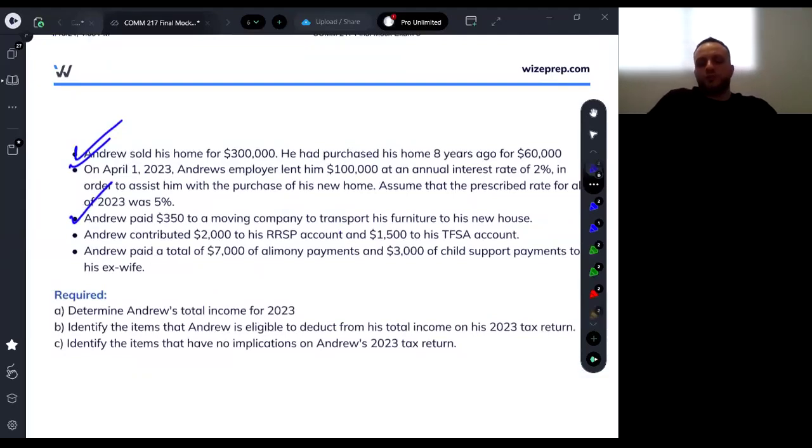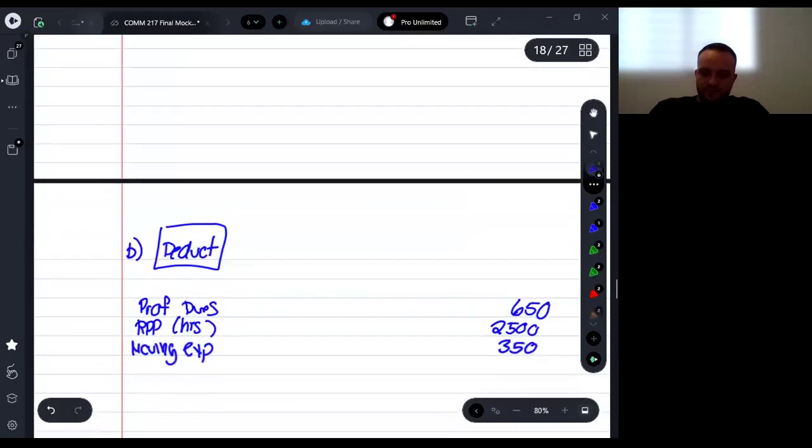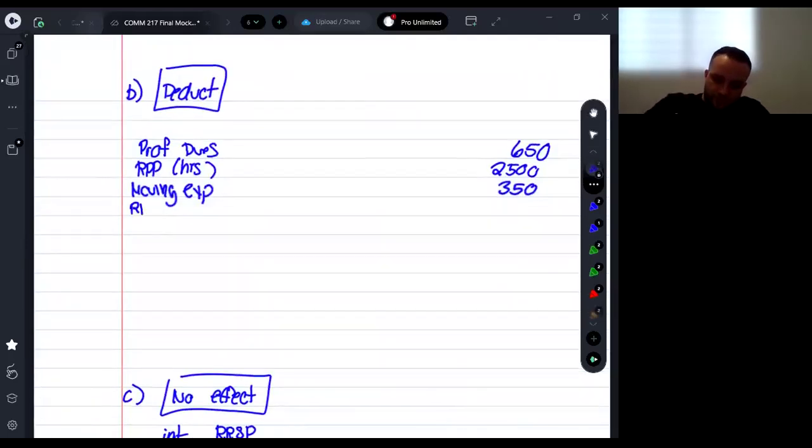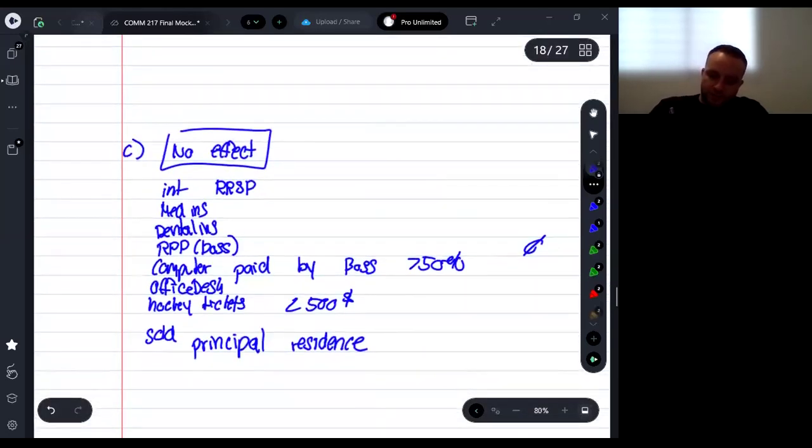Andrew contributed 2,000 to his RSP and 1,500 to his TFSA. Oh, sorry, Brad, any question? No, I was gonna say the 2,000, I think, is deductible. Correct. The TFSA is nothing. RSP of 2,000. And TFSA.